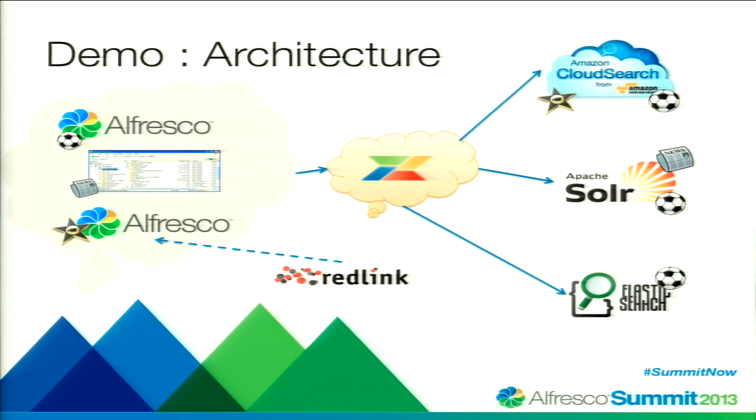Before showing the demo, I'm going to explain a bit the architecture of what we have. We have two different Alfresco instances. One contains documents about sport news, mostly. The other one about movies, actors, documents about films, the cinema world, okay? We also have a file system that contains different types of news.